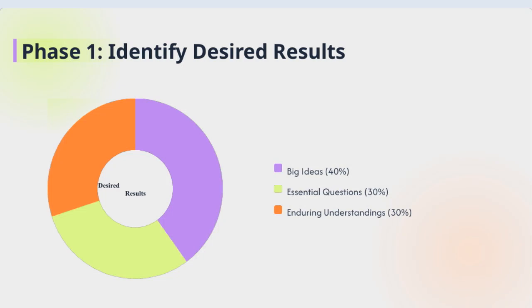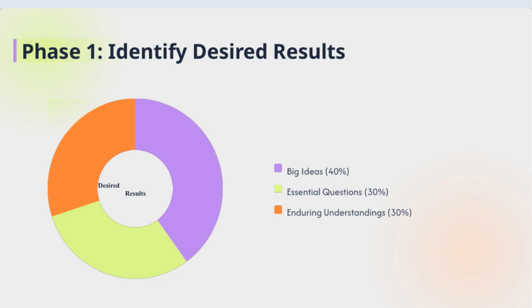Here, we see that enduring understandings make up 30% of what we're focusing on. These are the core ideas that we want students to retain long-term, beyond just memorizing facts. Next, we have essential questions, also at 30%. These are open-ended questions designed to spark curiosity and encourage deep thinking about the key concepts. They guide inquiry and help students connect ideas more meaningfully.